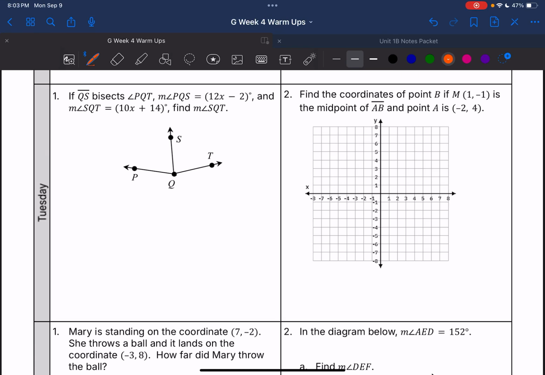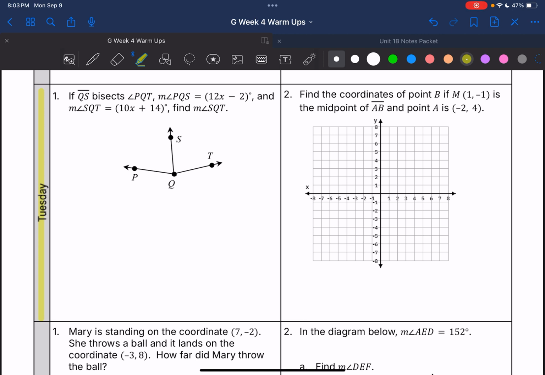Hey everyone, sorry I'm not there today, but I wanted to go over the notes and warm up for today so that we don't fall behind. So let's start with our warm up. Today is Tuesday, so we're going to be looking at those Tuesday problems.